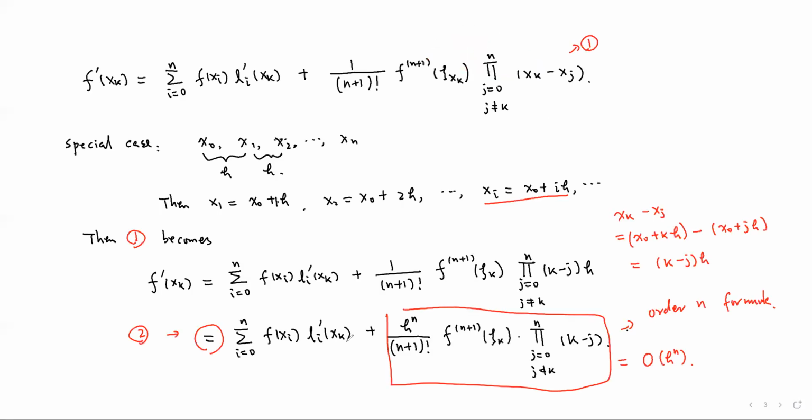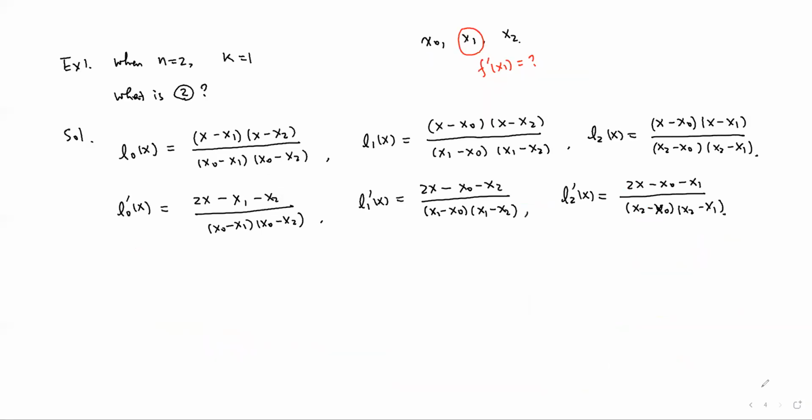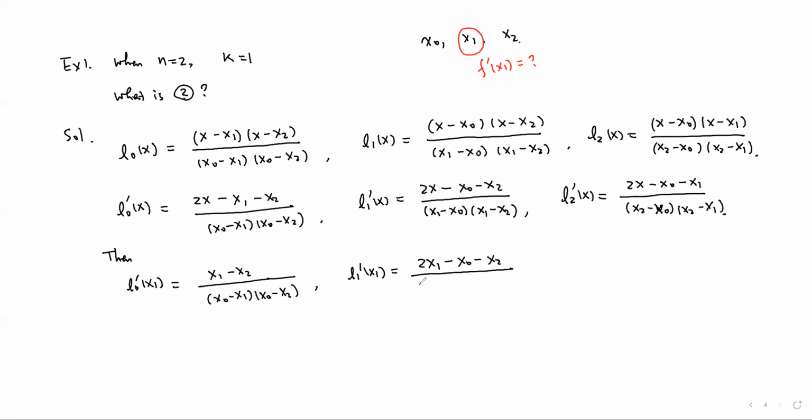Now xk here is x1. Now I plug in x1. For L0 at x1, plug in x1, then cancel, and I get x1 minus x2 over the denominator. For L1 at x1, plug in x1 and get 2x1 minus x0 minus x2 over the denominator. Then L2.